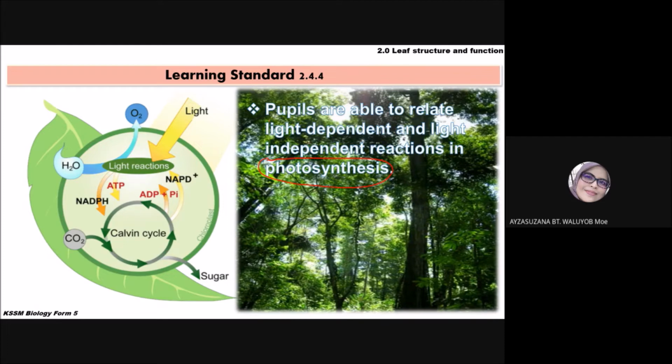Okay, one is light dependent. Light dependent ni dulu kita panggil sebagai light reaction. Maksudnya dia berlaku semasa ada cahaya matahari. And light independent reaction dulu kita namakan sebagai dark reaction. Maksudnya dia berlaku pada waktu tidak ada cahaya matahari.